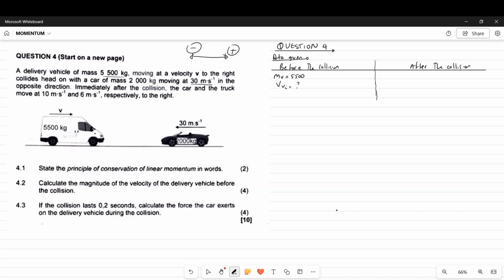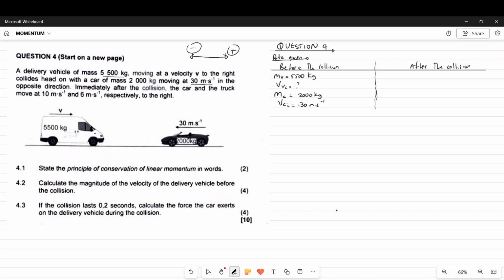It collides head-on with the car of a mass of 2,000 kgs moving 30 meters per second in the opposite direction, meaning it's moving to the left. So the mass of the car is 2,000 kgs, and the initial velocity of the car is 30 meters per second to the left. So we're going to make that negative.